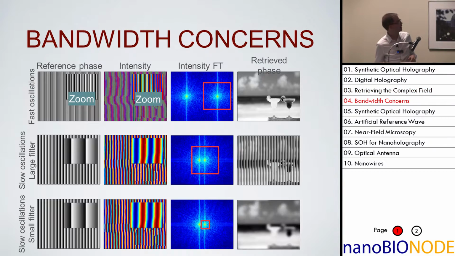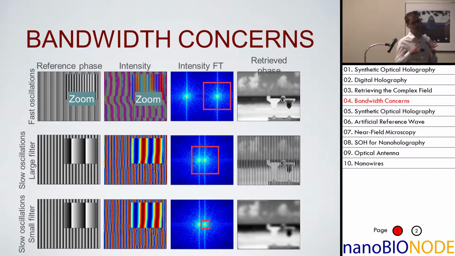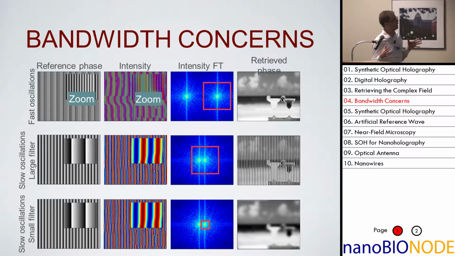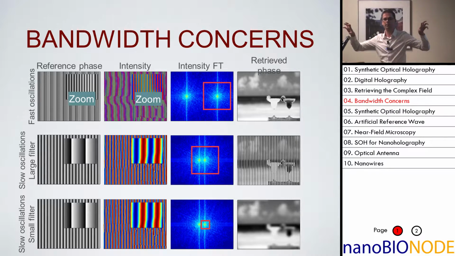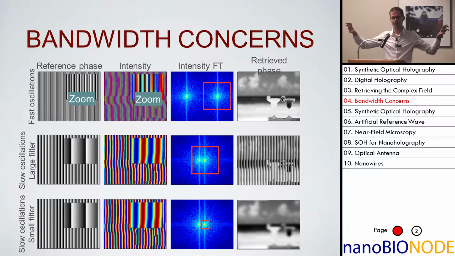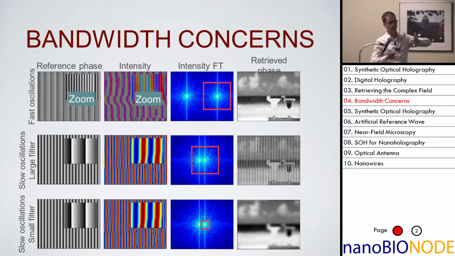So here's an example of what that looks like. On the top row, we see the reference, the intensity that's recorded, the Fourier transform of the intensity, and then the retrieved phase. On the top, I've taken a really fast reference oscillation. And what happens in the Fourier transform is that those two blobs are really far separated. The faster you oscillate, the further they are separated. The red box is our filter that's going to throw away everything outside the red box and only keep what's inside. Shift it to the center, inverse Fourier transform, and you get the retrieved phase on the right.